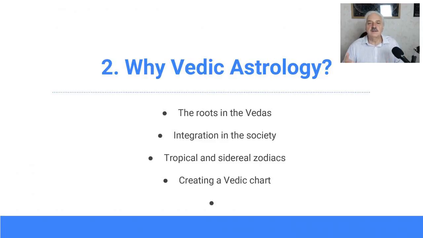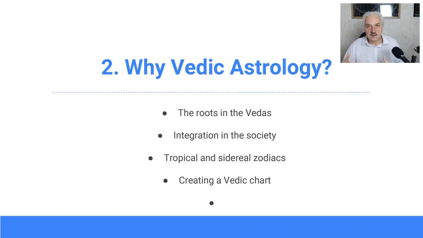It's very tightly integrated into the Indian society. One interesting example is that there is such a term, Ayanamsha, which is a difference between the tropical and the sidereal zodiac. We'll be dealing with it in the second lesson already. So there are a few different versions of Ayanamsha. Which of them should we use?